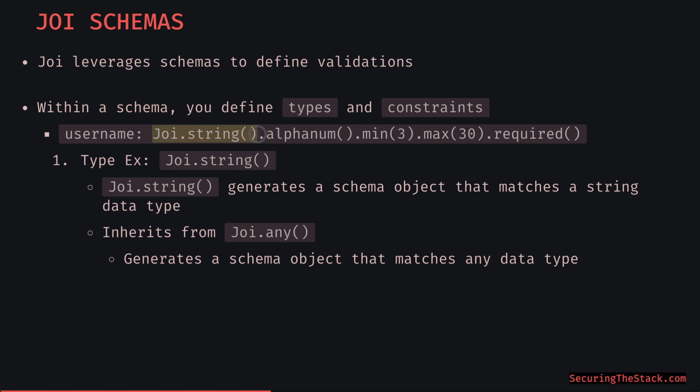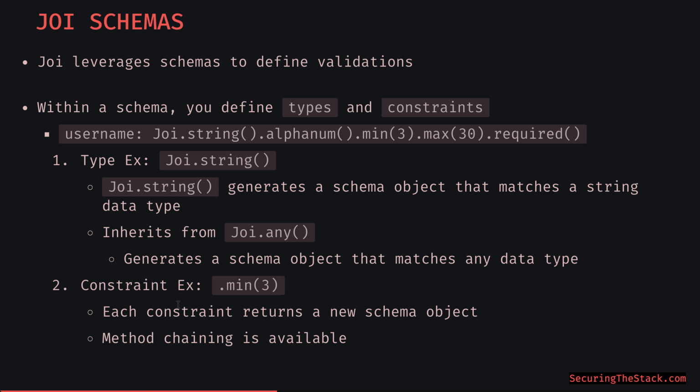Now, what about this Joi.string? This is a type example, and it generates a schema object that matches a string data type. So this username has to be a string. Here's the other important item: Joi.string inherits from Joi.any. And Joi.any generates a schema object that matches any data type, but it also exposes some other methods that we will see in a slide or two.